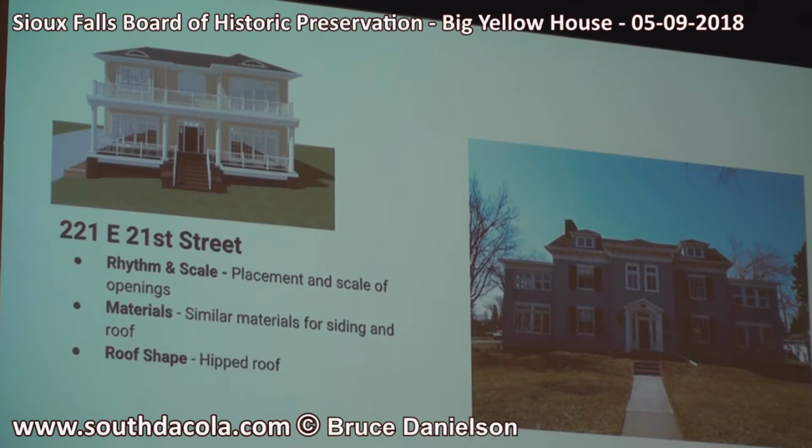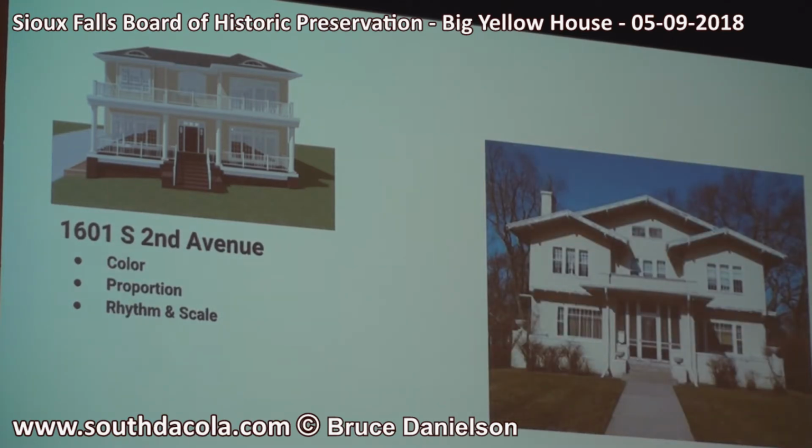221 East 21st Street. This home we feel has very similar placement and scale of openings. The materials are all very similar with the exception of the shutter details. Obviously different colors, a little bit more ornamental detailing on this particular home. But again, we're not trying to replicate a historic home. We're trying to put a modern take that fits well in its surroundings. It's a similar roof shape with the hip roof detail.